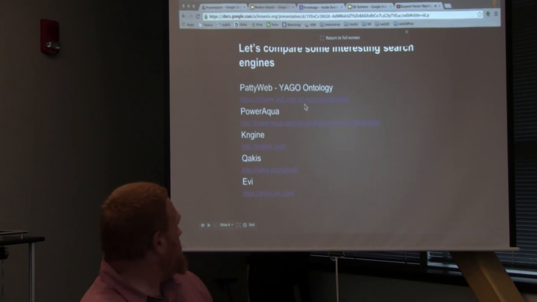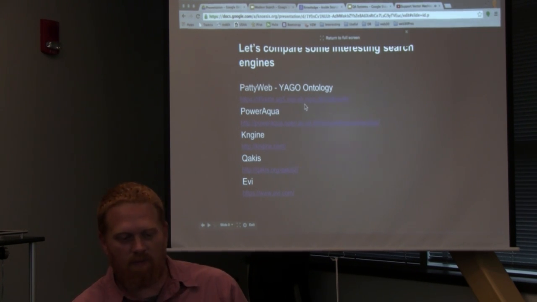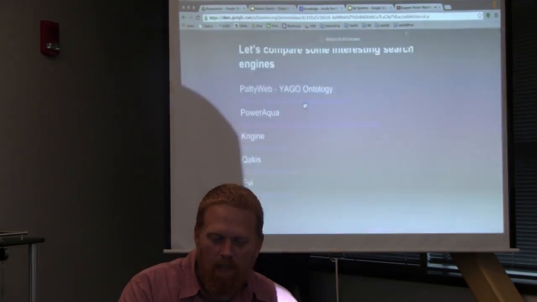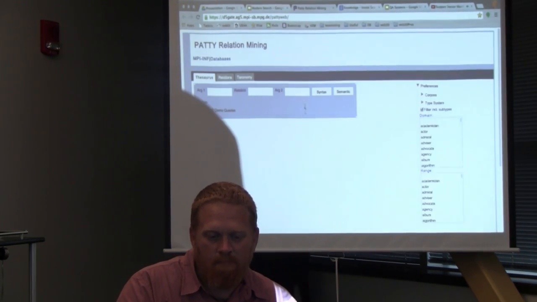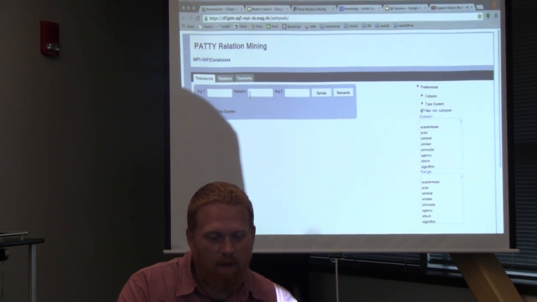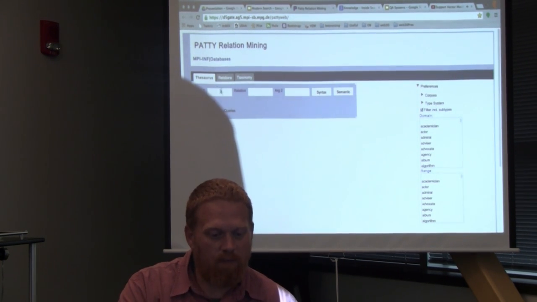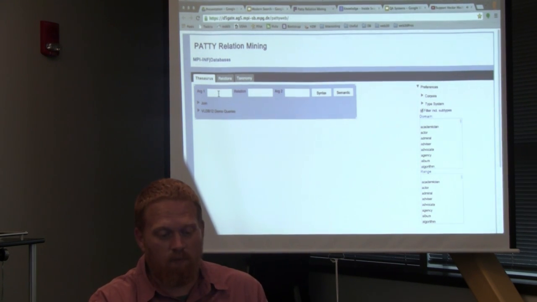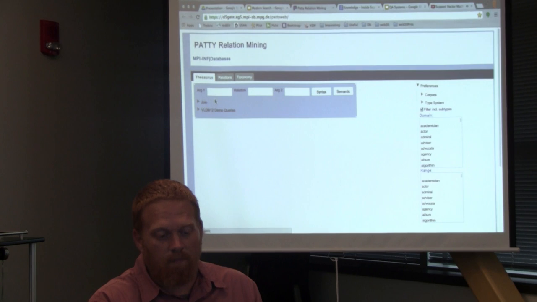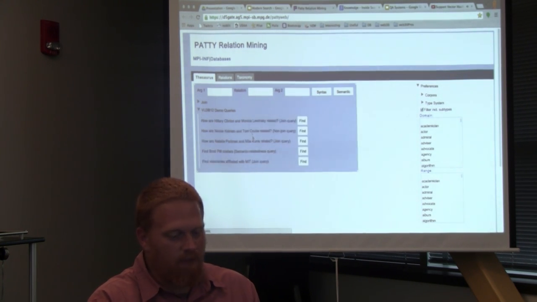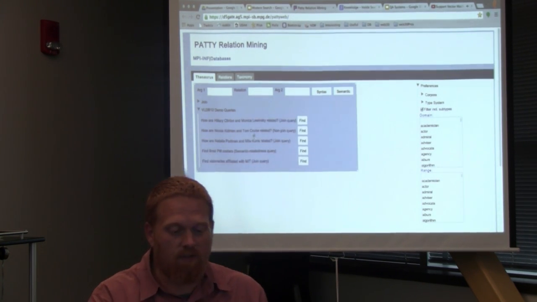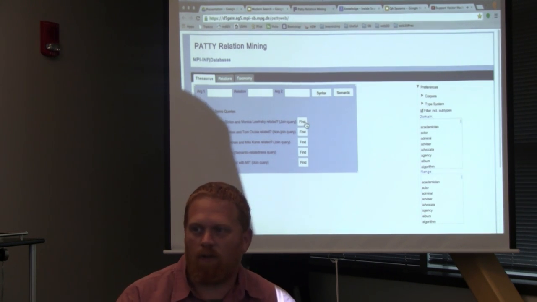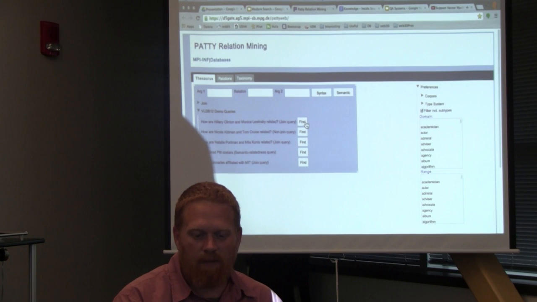The first thing we're going to look at is PaddyWeb, and I don't know that this is a question answering system specifically, or what you would call it. Maybe relation mining is the best way to say it. So here you could enter SPARQL, basically. I'm going to use some of their predefined questions and show you how it relates these. Instead of actually giving you the answer to the question, it's going to give you how the entities are related.